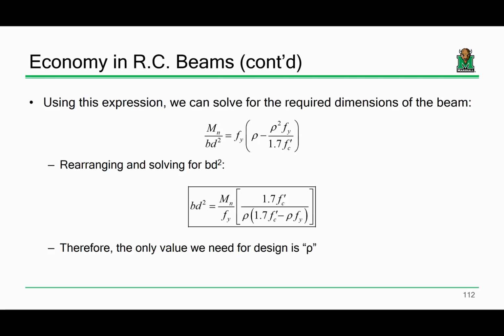And so in design mode, if you're trying to determine how big the beam needs to be, you need 3 sets of parameters. You need the nominal moment capacity, which you can get by taking your Mu and dividing it by an assumed phi value. That's pretty easy. You need an Fy and an Fc prime. You can guess a pretty standard set of values at the beginning of the problem. And the only thing you need is that rho value.